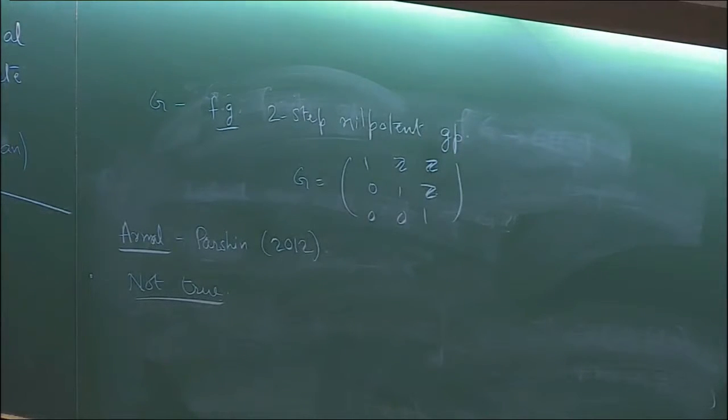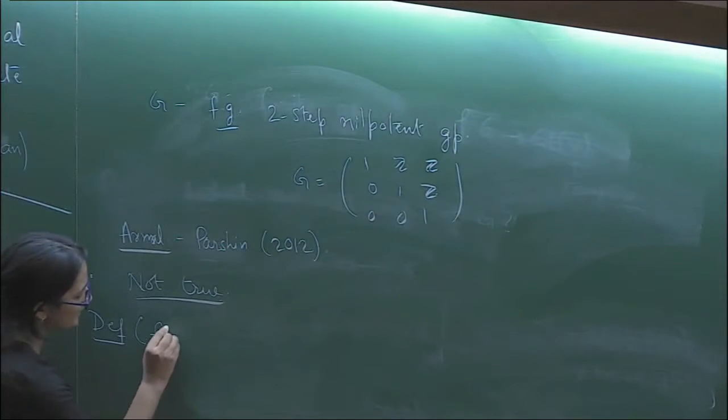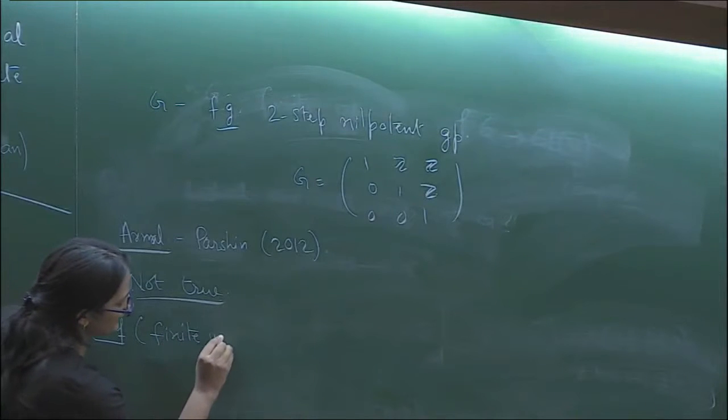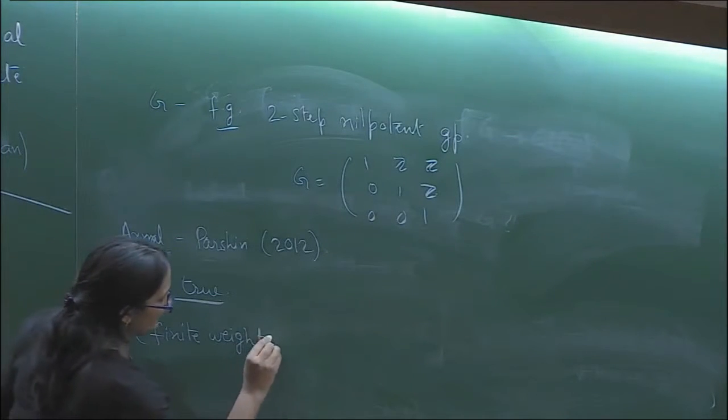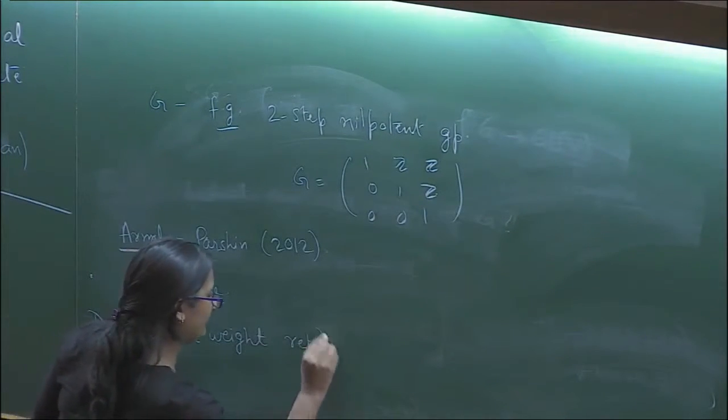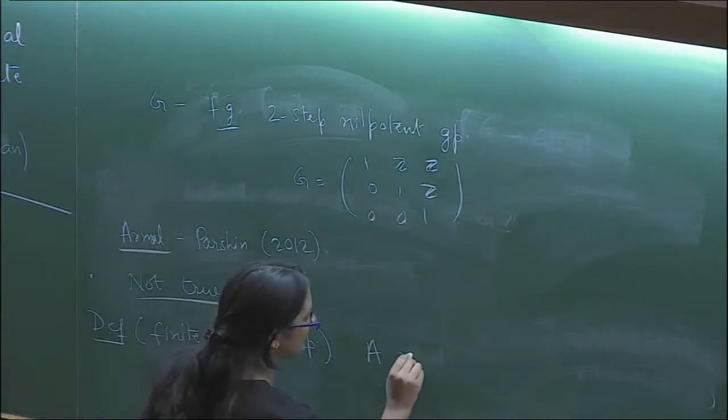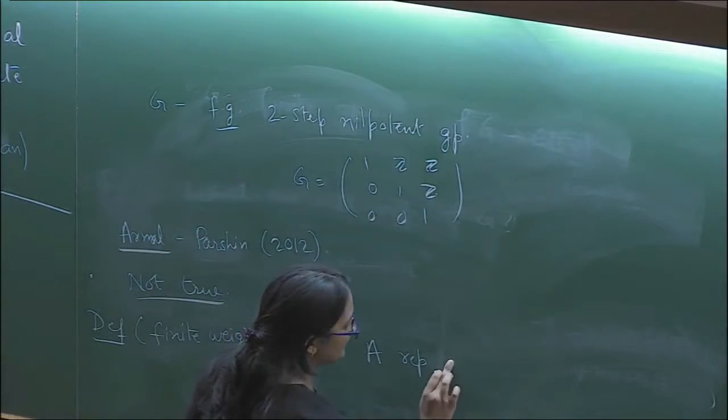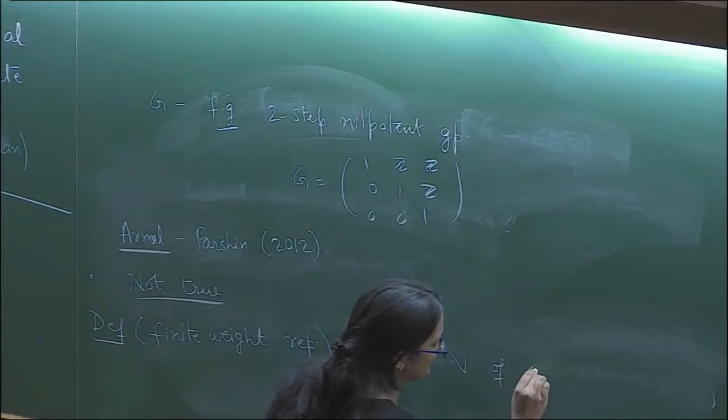So the next question is then, what is the characterization? How do I characterize those that are monomial? And they actually answer this question. For that, we give you one definition. It's called finite weight representations. A representation V of a group. So here, when I'm talking about groups, I always mean infinite.